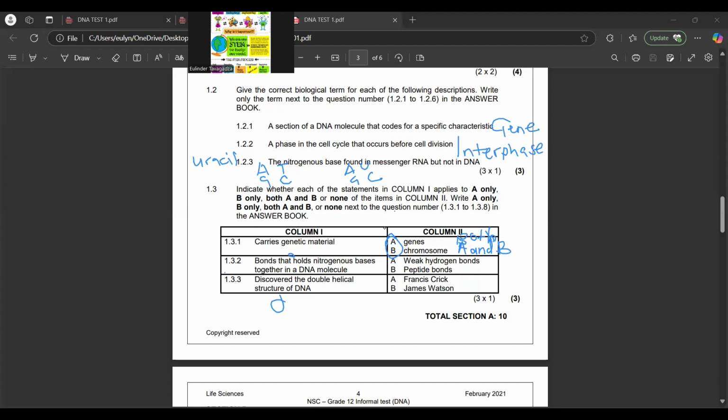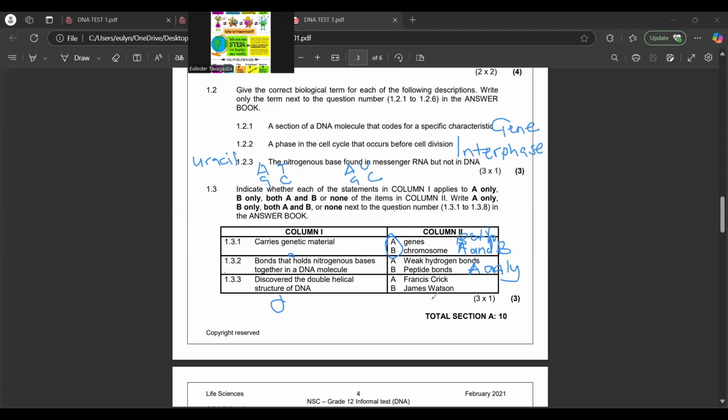Then bonds that hold nitrogenous bases together in a DNA molecule. We have weak hydrogen bond. Yes, weak hydrogen bond becomes the answer because that's the bond that holds nitrogenous bases together in a DNA molecule. What about the peptide bond? The peptide bond holds amino acids. So our answer there becomes A only. Don't forget, A only. That's the answer there.